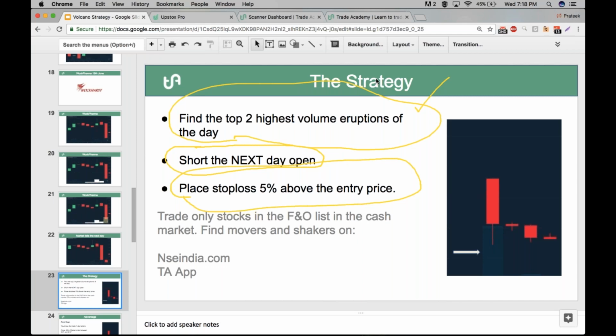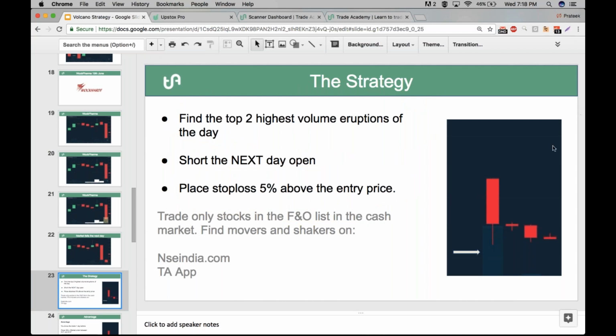There are so many stocks. So we look at only stocks in the F&O list. We will trade equity, but the F&O list is a list of healthy, strong stocks which are pretty good, right? It's there in the F&O for a reason. So we'll go through that. Now here's my question to you. Let's suppose in the F&O list I find 20 eruptions of volume in 20 stocks. How do I trade only 2 stocks?